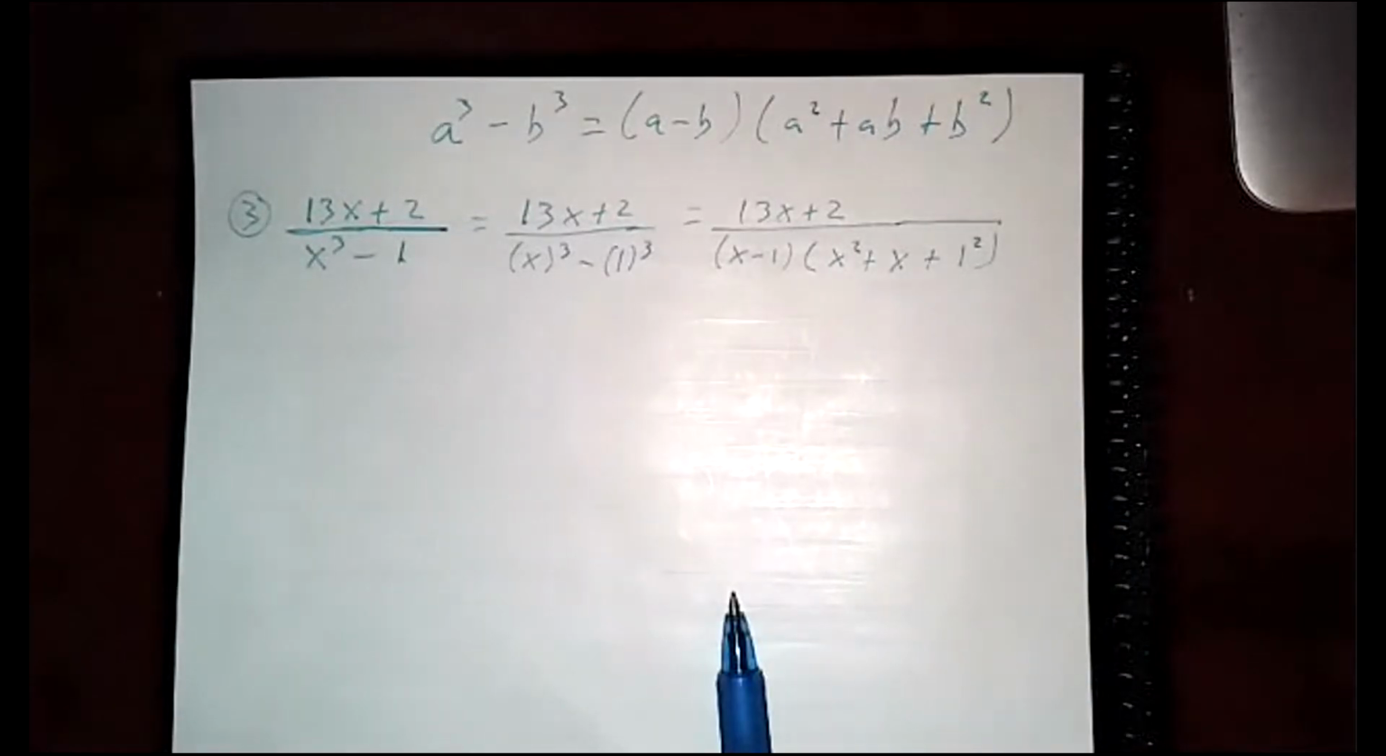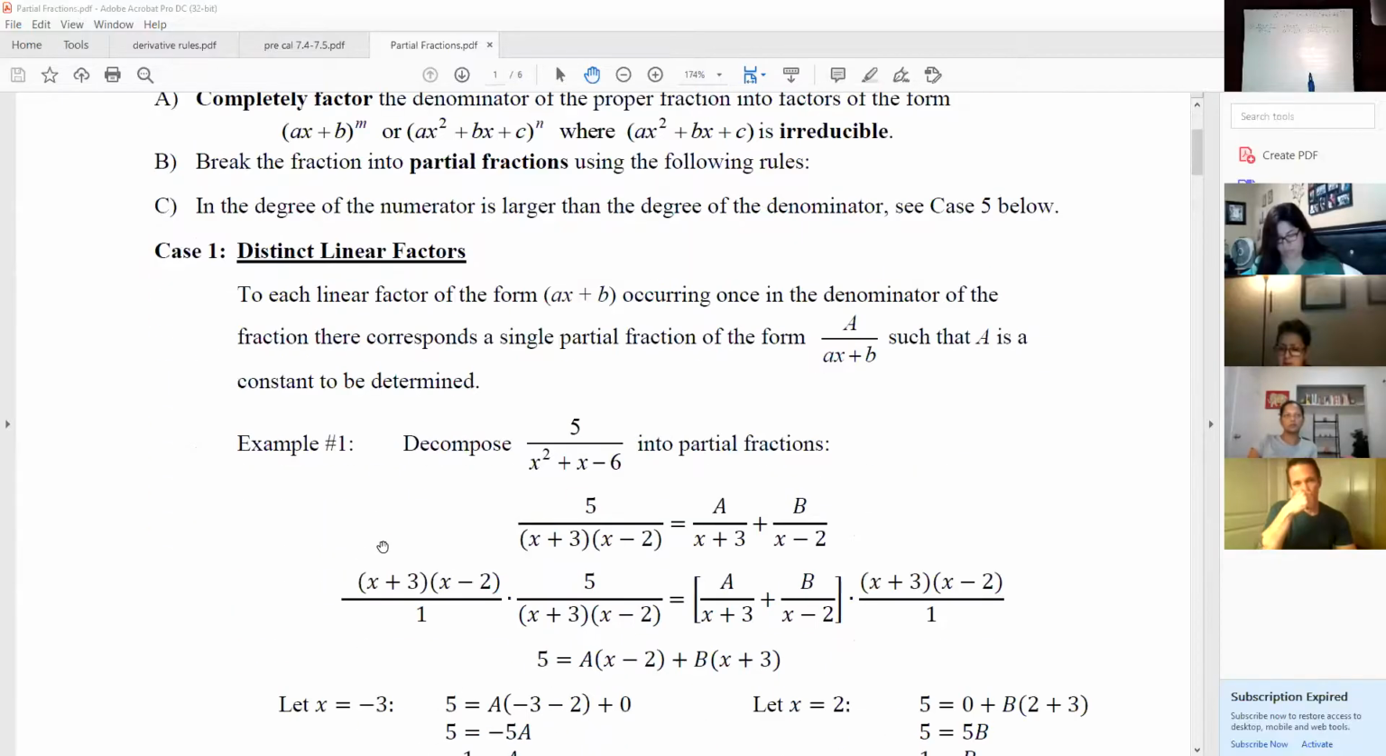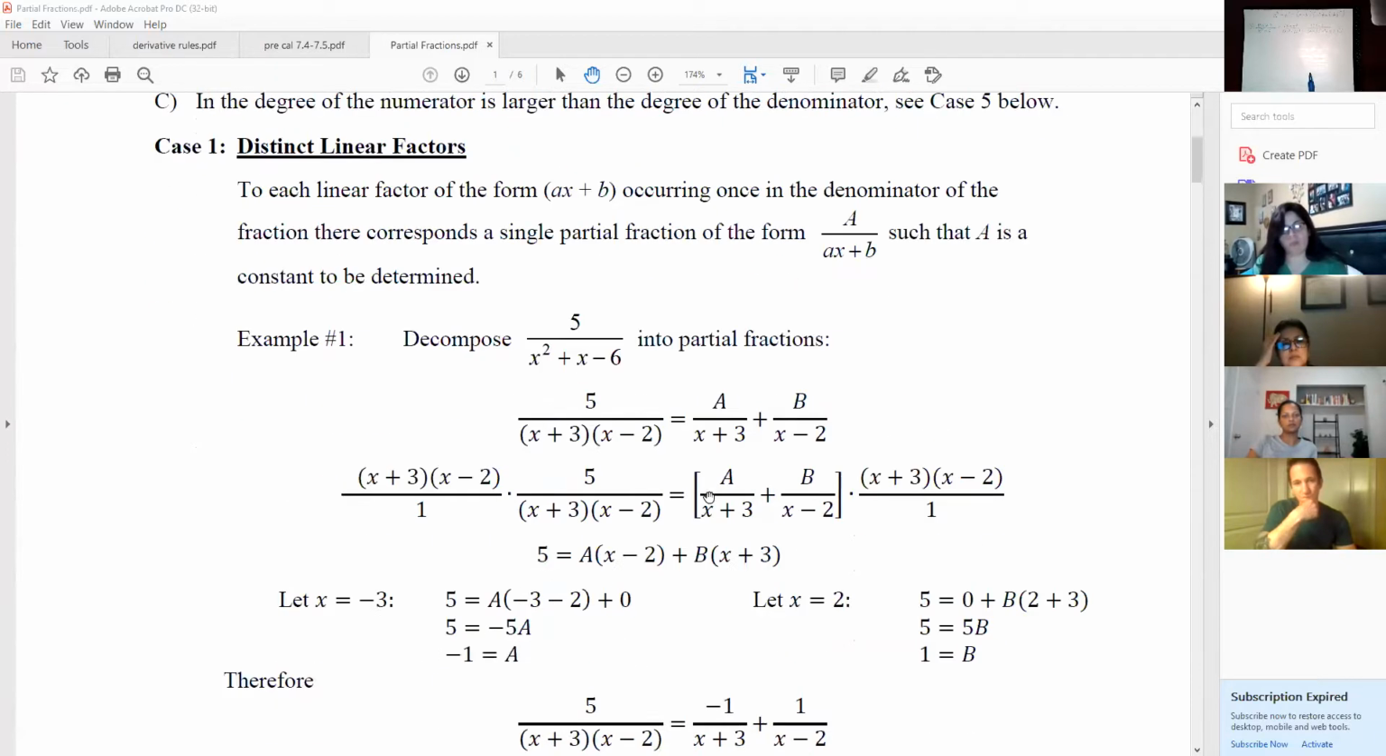So let me bring up the cases. I don't remember the numbers, but I will show you just a moment. Where is it? Here it is. Okay, so if they're distinct, meaning when you factor it, they're not the same, well, we just put a and b over it, right? Remember we did all these.